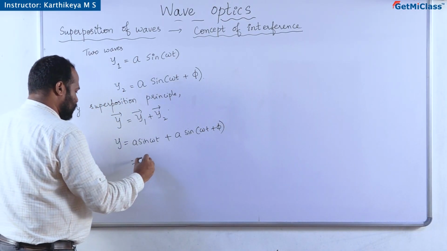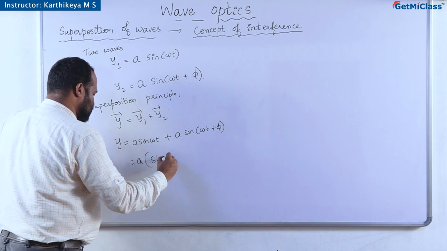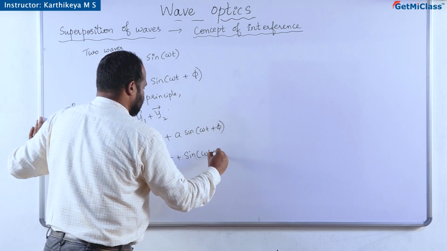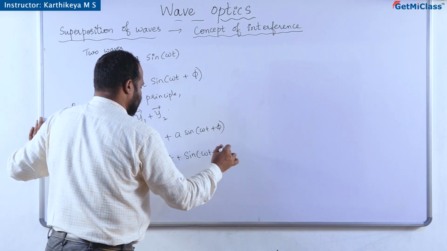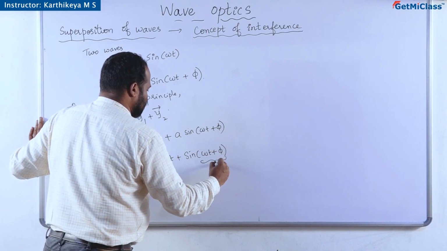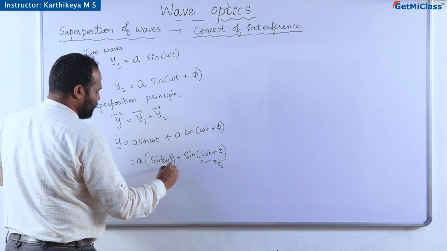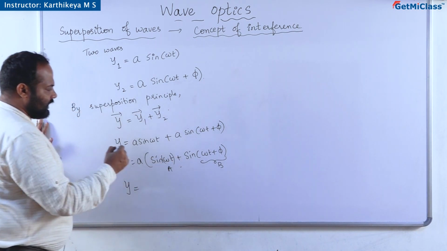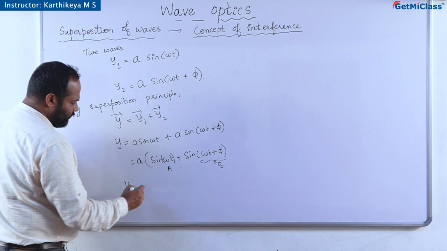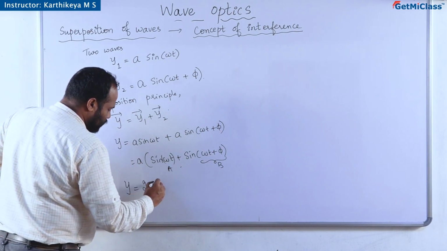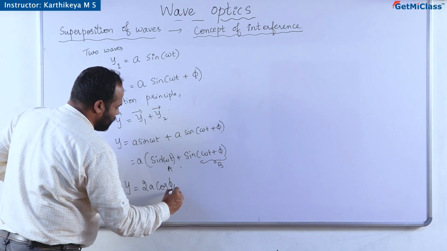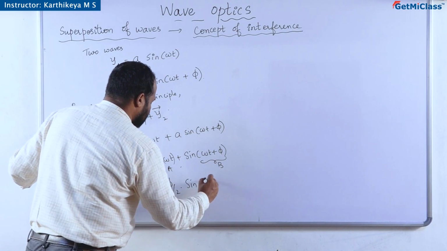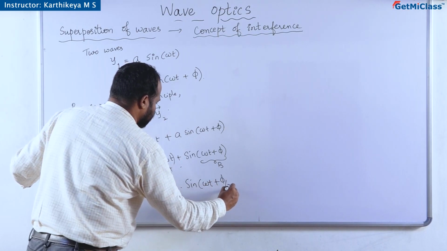And if we take out a common, then it is sin omega t plus sin (omega t plus phi). This I will consider as sin b, this I will consider as sin a. So using the trigonometric identity, finally we end up getting 2a cos (phi by 2) into sin (omega t plus phi by 2).